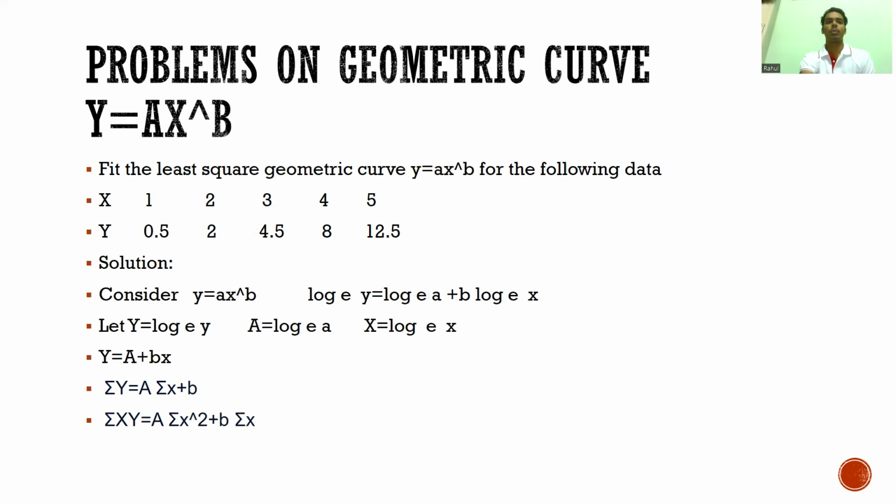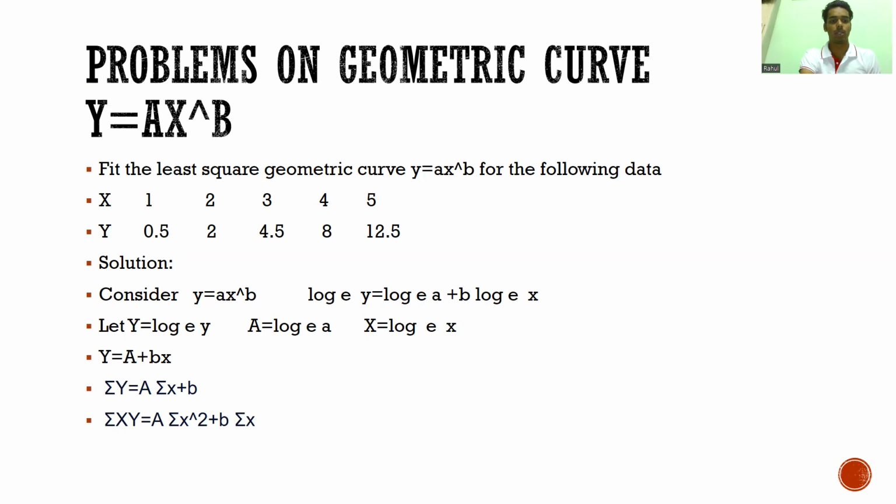Now let's look into another problem, y = a x^b. In this also we consider the initial equation, that is y = ax^b. Take log on both sides. So log y = log a + b log x. Now let capital Y = log y, capital A = log of small a, and capital X = log of small x. Then capital Y = A + bX. Take summation on both sides, so you get the equations.